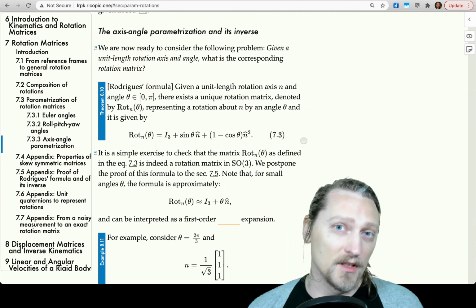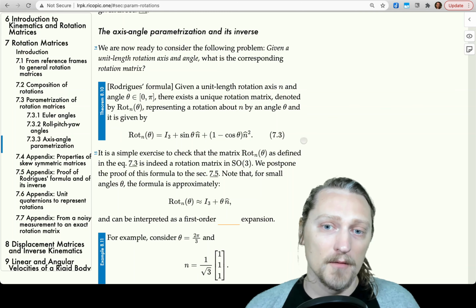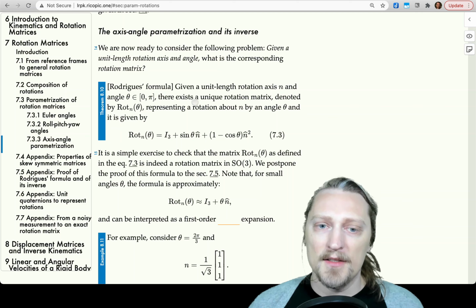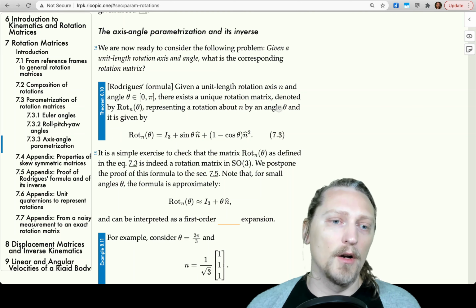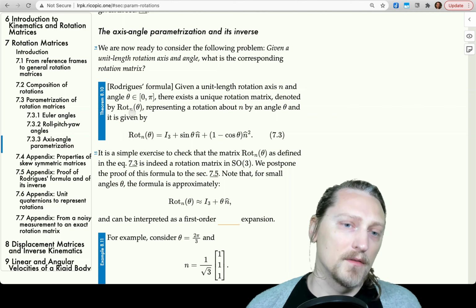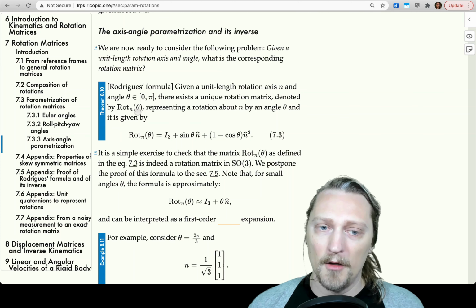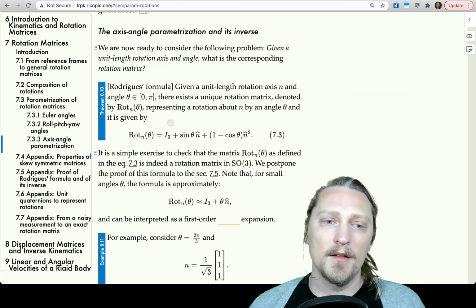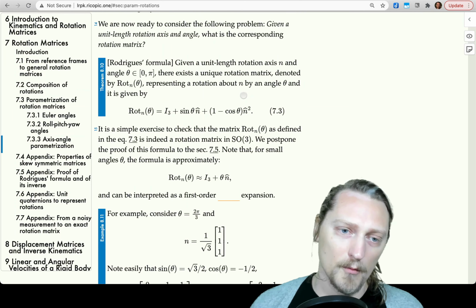An axis is just a unit vector pointing in some direction. And given an axis n and angle theta, there exists a unique rotation matrix denoted by rotation sub n, so rotation about axis n of angle theta, representing a rotation about n by angle theta, and is given by equation 7.3.